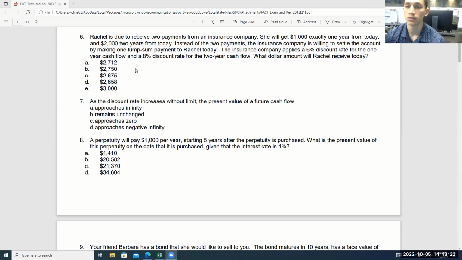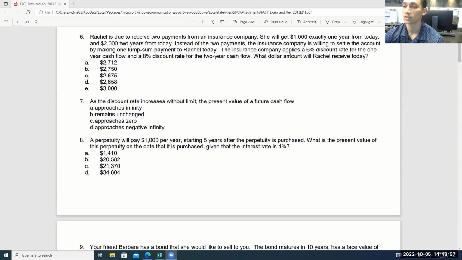It says Rachel is due to receive 2 payments from an insurance company. She will get $1,000 exactly 1 year from today and $2,000 2 years from today. Instead of the 2 payments, the insurance company is willing to settle the account by making one lump sum payment to Rachel today. So they're going to include both of the payments in one payment today. The insurance company applies a 6% discount rate for the 1 year cash flow and an 8% discount rate for the 2 year cash flow. What dollar amount will Rachel receive today?